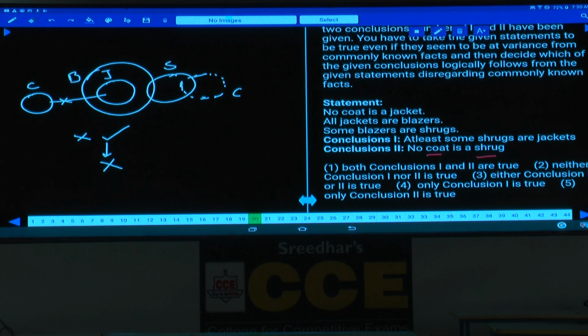After making the previous conclusion false by proving the alternate diagram, we should check for either or. How will you get this either or? If any affirmative conclusion which was false earlier has become true, then it will be either or. Then what happened to the first one here? Some strucks are jackets. Now also it is false. Hence what is your answer? Neither one, nor two. It is choice 2. Question number 20 is choice 2.